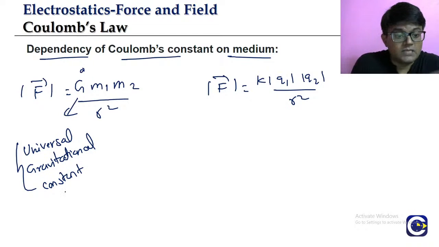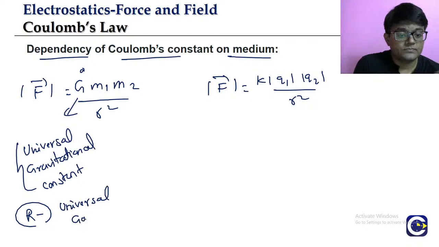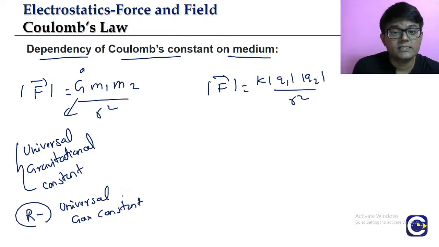Similarly, remember we also call the gas constant capital R the universal gas constant. Because whether we are referring to oxygen gas, hydrogen gas or nitrogen gas, any gas, the constant value is always not going to change. That is why we say universal gas constant. But here we did not say that. We said just Coulomb's constant, we didn't say universal Coulomb's constant.